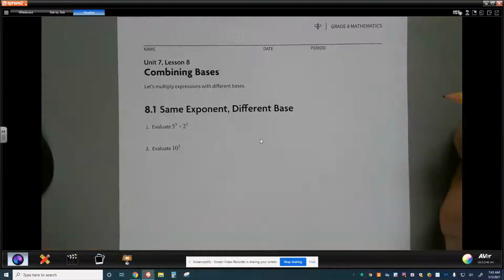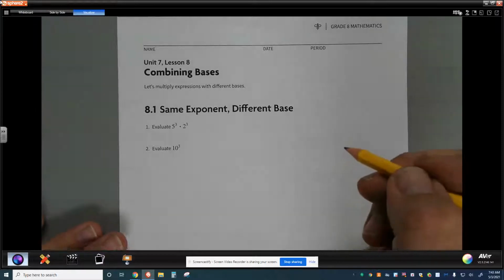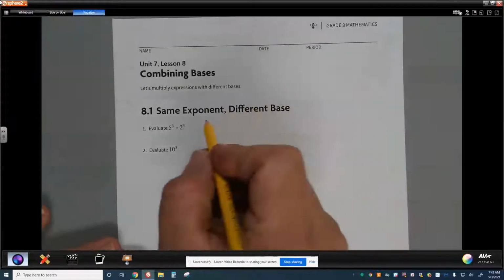Here we are with Unit 7, Lesson 8, Combining Bases. Today we're going to talk about same exponents, but a different base. So we're going to incorporate thoughts from our previous lessons talking about the exponent rules, but today we're going to see just a little bit of a different approach to it that evaluates values using exponents.